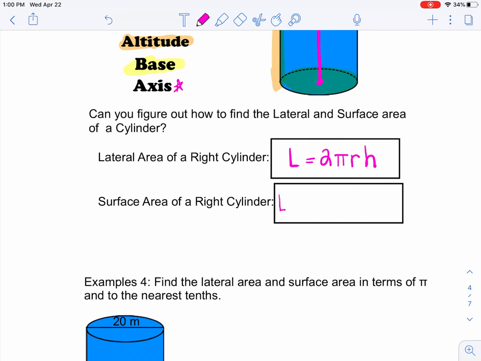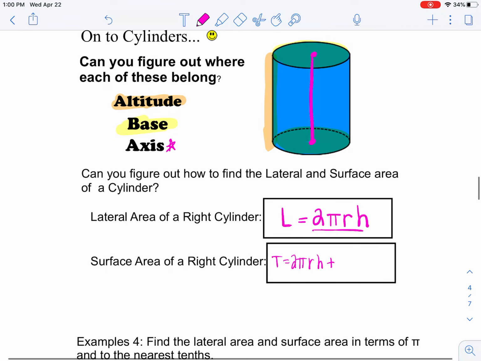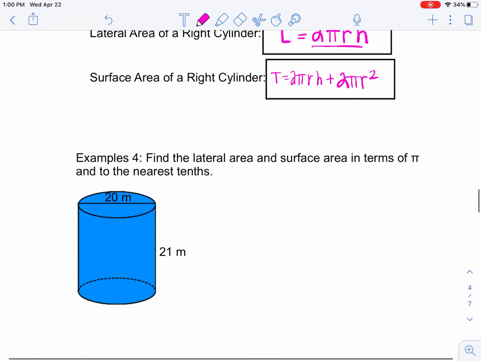All right, total surface area. Total surface area is the lateral area, so this 2 pi r h, plus I need this base and this base, the area, right? Instead of putting plus 2b, I'm going to put plus 2, but the bases are always circles. What's the formula for area of a circle? Pi r squared. So there's your two formulas there.